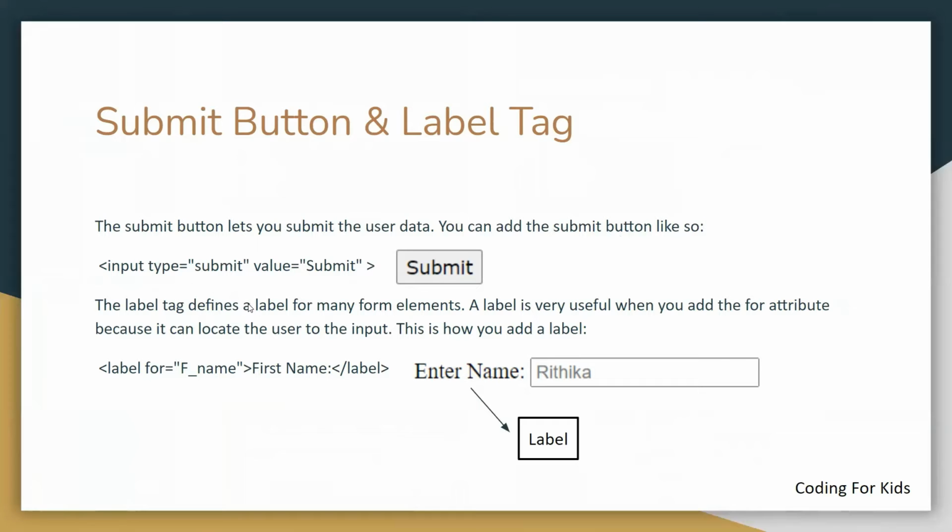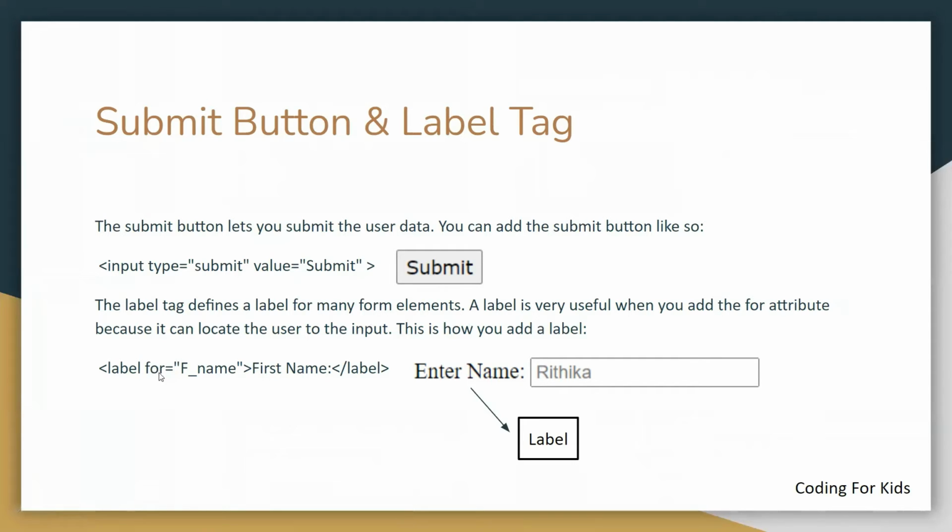The label tag defines a label for many form elements. A label is very useful when you add the for attribute because it can locate the user to the input. So this is how you add a label. You can see right here, you would just put the label tag and then a closing label tag.